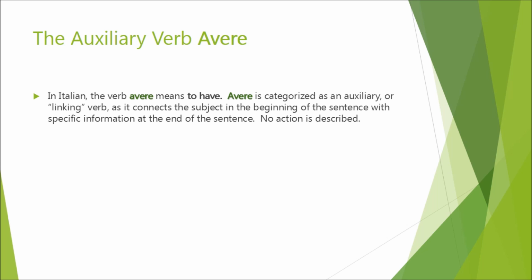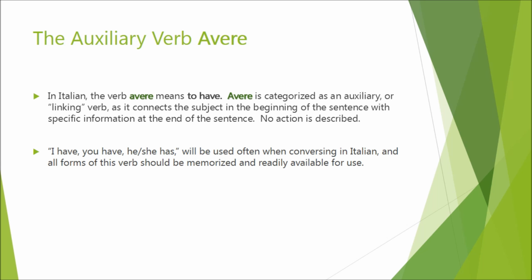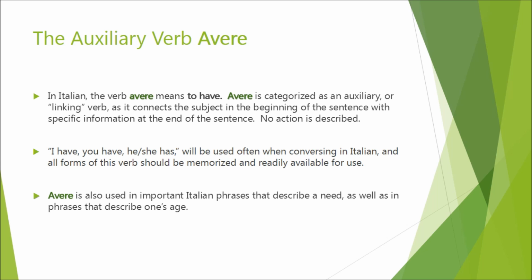In Italian, the verb avere means to have. Avere is characterized as an auxiliary or linking verb as it connects the subject in the beginning of the sentence with specific information at the end of the sentence. No action is described. I have, you have, he, she has will be used often when conversing in Italian, and all forms of this verb should be memorized and readily available for use. Avere is also used in important Italian phrases that describe a need, as well as in phrases that describe one's age.